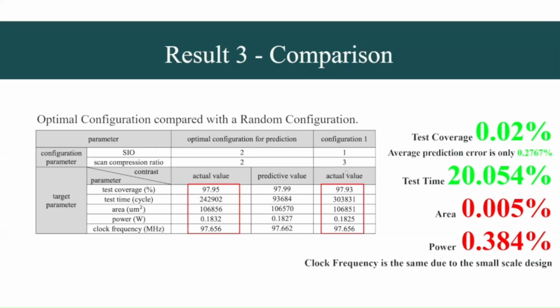So we come to the last result, which is to compare with a random parameter configuration. We look at the actual value here, do some calculation, and the result shows that test coverage and test time were significantly improved, while area and power slightly decreased. But when we look at the prediction error, between the predicted value and the actual value, and do the error percentage calculation, we come up with 0.2767%, which is a very good configuration, and the result comes out very good.